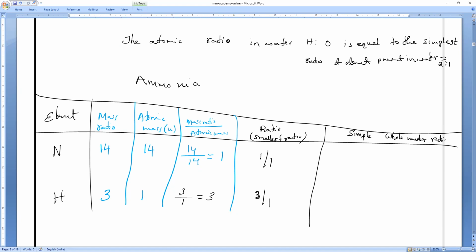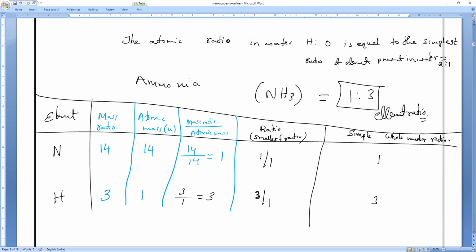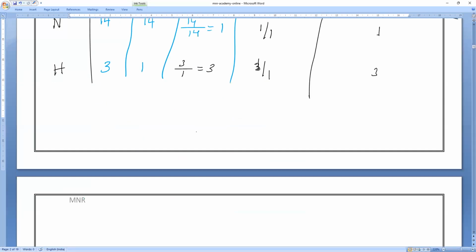1:3. Yes, 1:3. 1 by 1 is 1, 3 by 1 is 3. So what is the ammonia ratio? NH3, 1:3. This is the elemental ratio. Are you clear, everybody? Elemental ratio, or we can say atomic ratio, or empirical formula. The atomic ratio, elemental ratio of ammonia is 1:3.